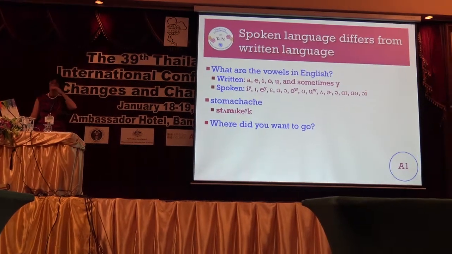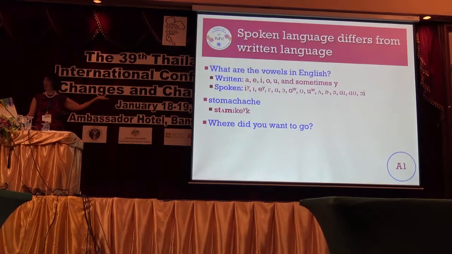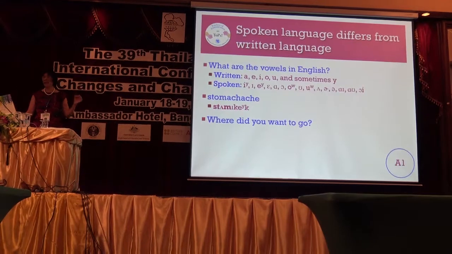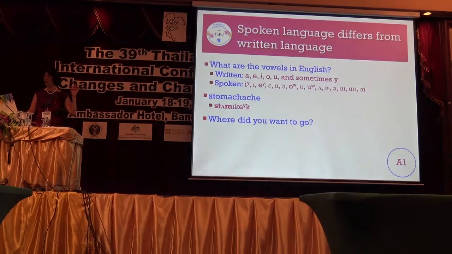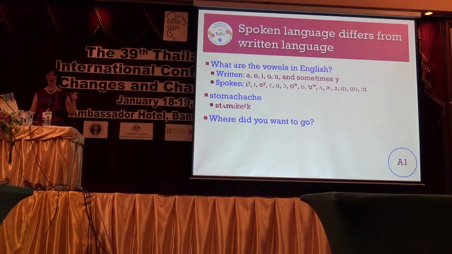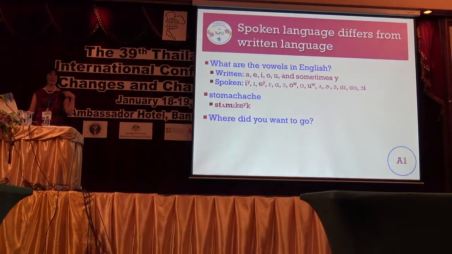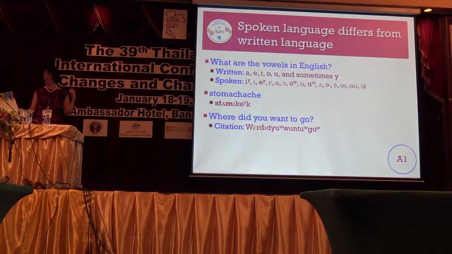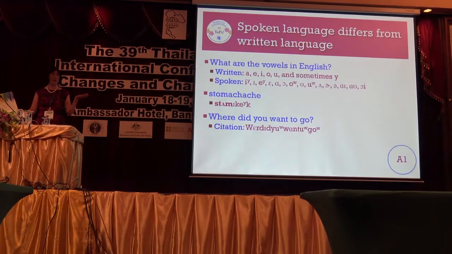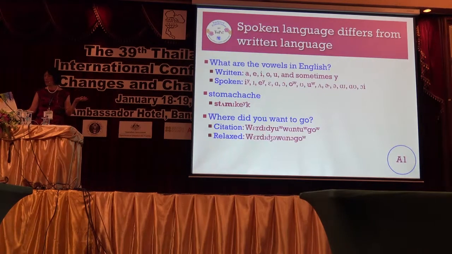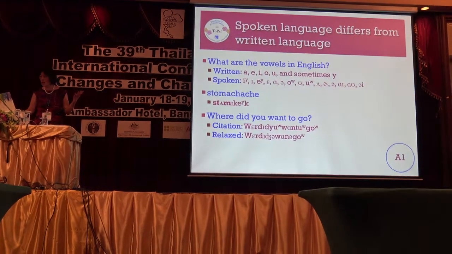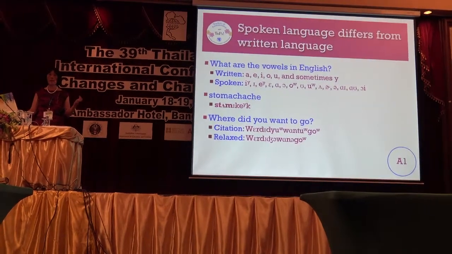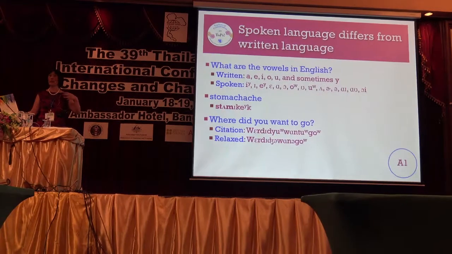All right, how about this sentence? What does it say? Well, we might say it: Where did you want to go? Does that sound like a normal sentence? Maybe not. In citation form, we would say, where did you want to go? But if we're in more relaxed speech, we would say it this way. Where did you want to go? Right? We have a lot of connected speech.